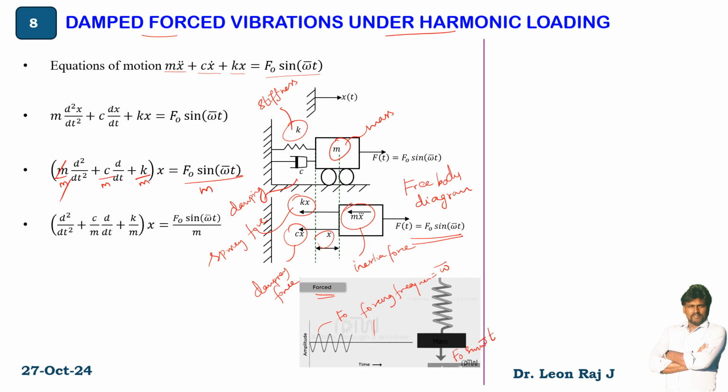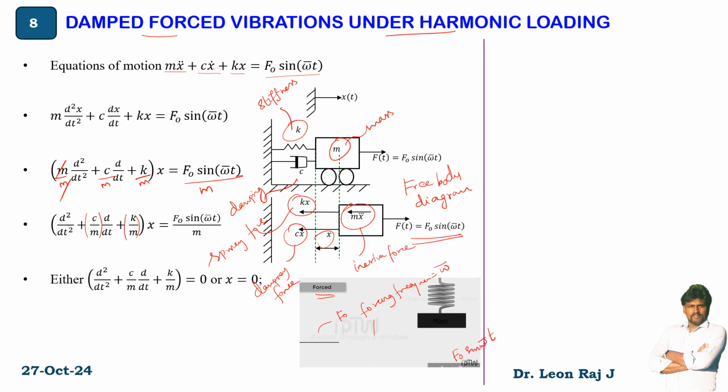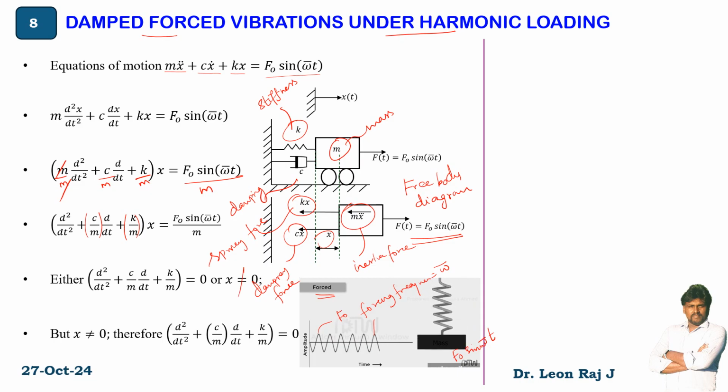So this cancels. So you get c by m and k by m, d square by dt square plus c by m d by dt plus k by m into x equal to f0 sine omega bar t divided by m. So either this term can be 0 or x can be 0. x cannot be 0. That is why this whole term can be equal to 0.